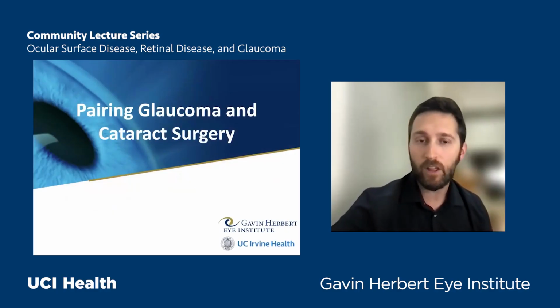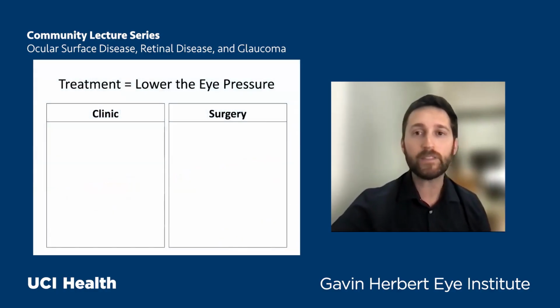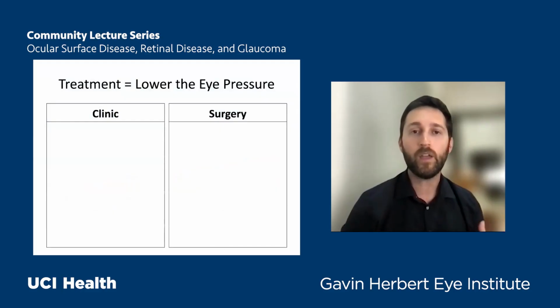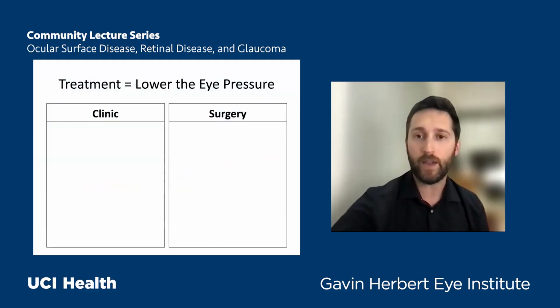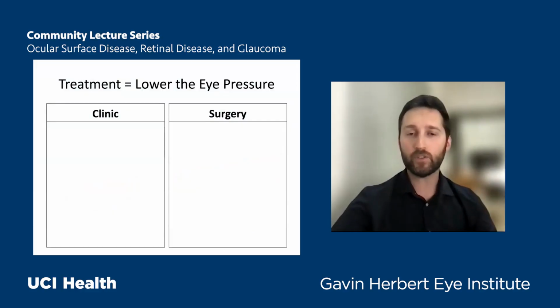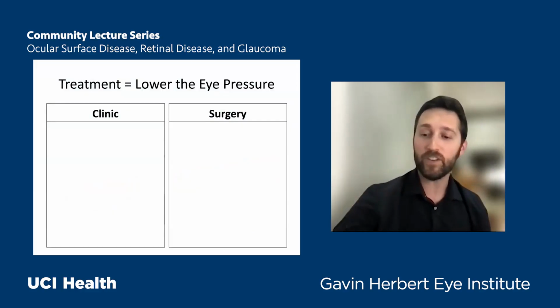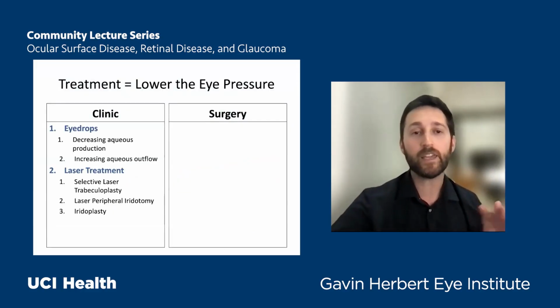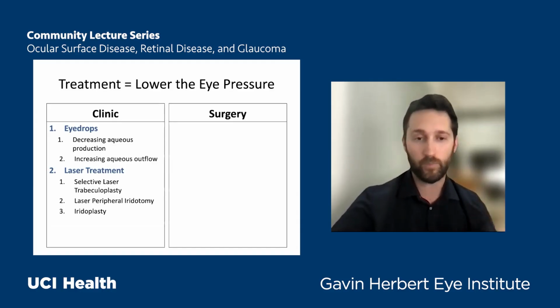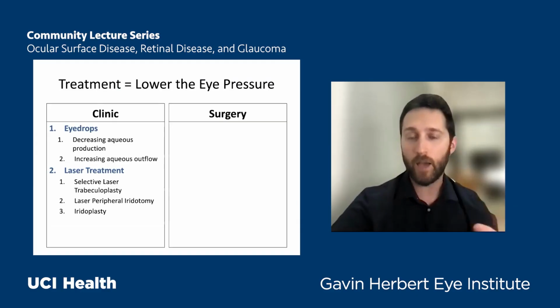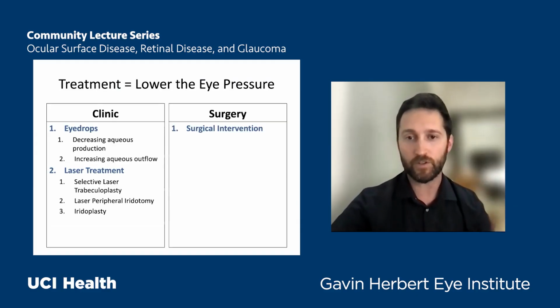So I want to talk about pairing glaucoma and cataract surgery. Really quick, let me talk about the treatment. The treatment of glaucoma revolves around decreasing the eye pressure. And basically, we divide the treatments into what we can do in clinic and what we can do in surgery. So really quick in clinic, we can manage eye drops and we can do these little laser procedures that help with the flow of the eye. This is not part of the scope of this lecture. We're going to focus on the surgery side.